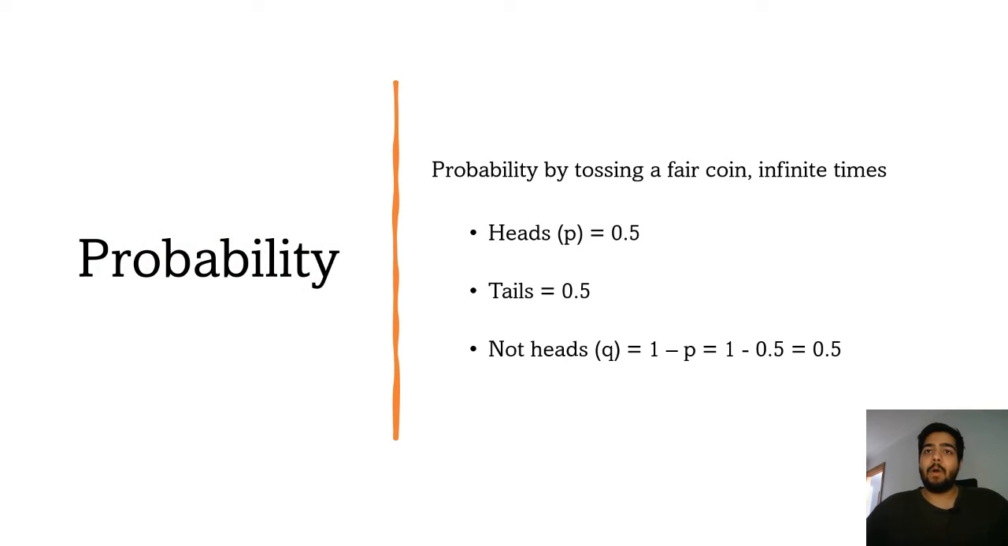Let's take an example of tossing a fair coin. When you toss the coin infinite times, the probability of getting heads is 0.5 and probability of getting tails is 0.5, and this is P. So the probability of not getting heads, that is Q, will be 1 minus P, and this will be 1 minus 0.5, and that is 0.5.